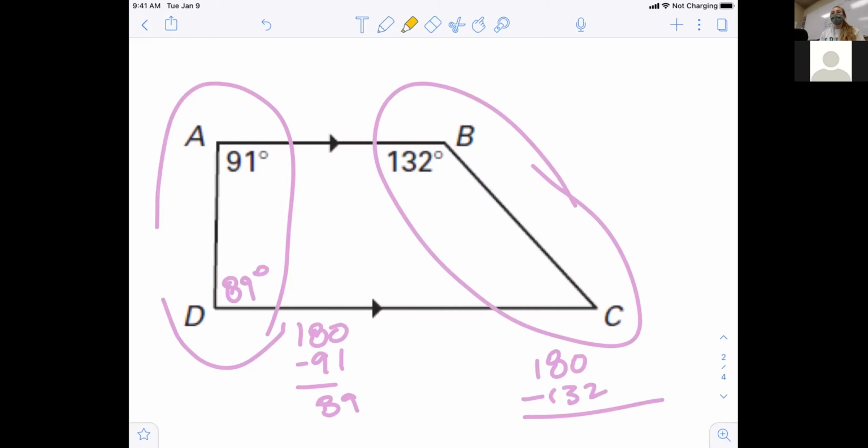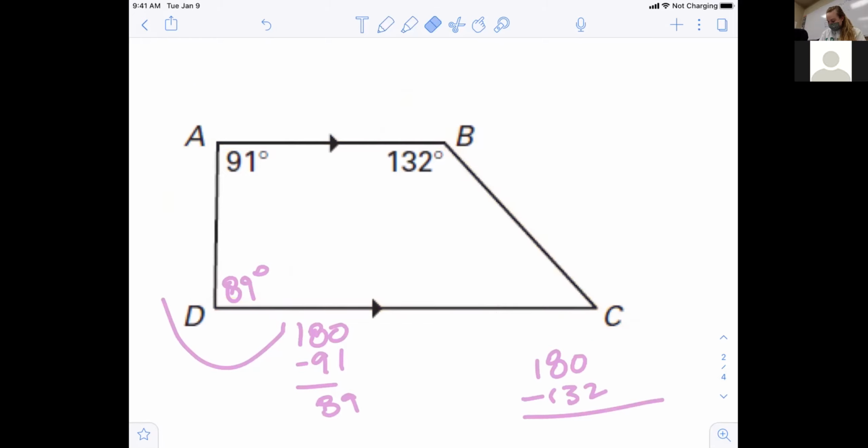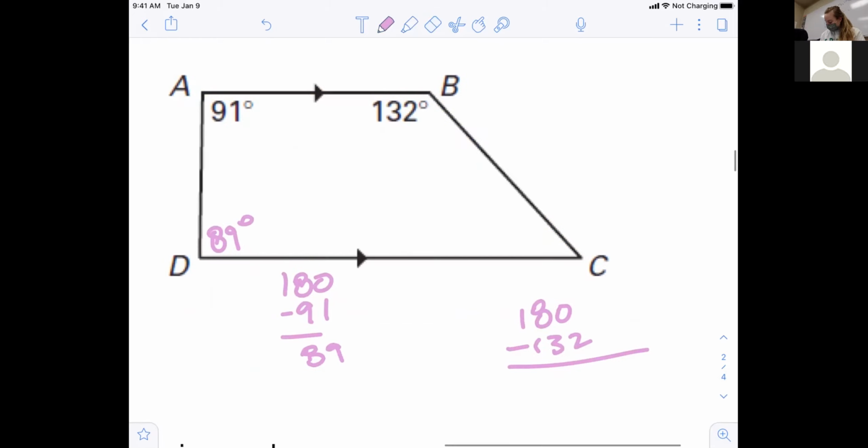If you guys remember all the way back in chapter 3, if I've got parallel lines and a transversal, we've got congruent and supplementary angles. So we've been using unit 3 for weeks and weeks and weeks. That's why Cooper knew that we were able to subtract from 180, and that's going to be, what is it, 48?